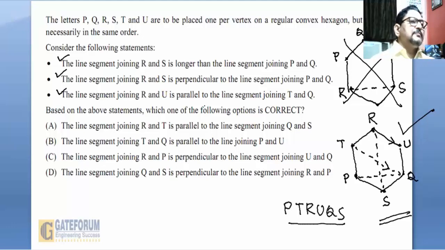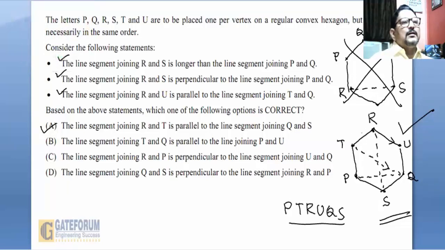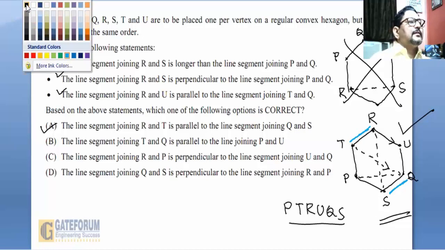Let us now observe what has been asked. Based on the above statements, which one of the following options is correct? The line segment joining R and T is parallel to the line segment joining Q and S. Absolutely correct, because it is indeed so. R and T, just hold on. The line segment joining R and T is indeed parallel to the line segment joining Q and S. So that is definitely true.